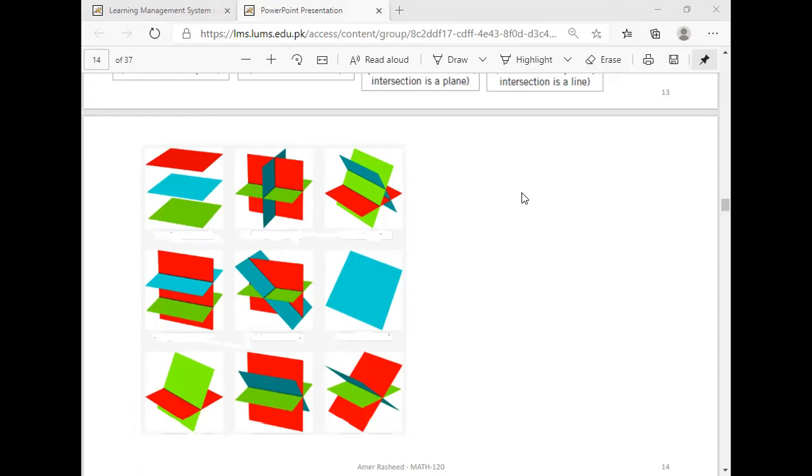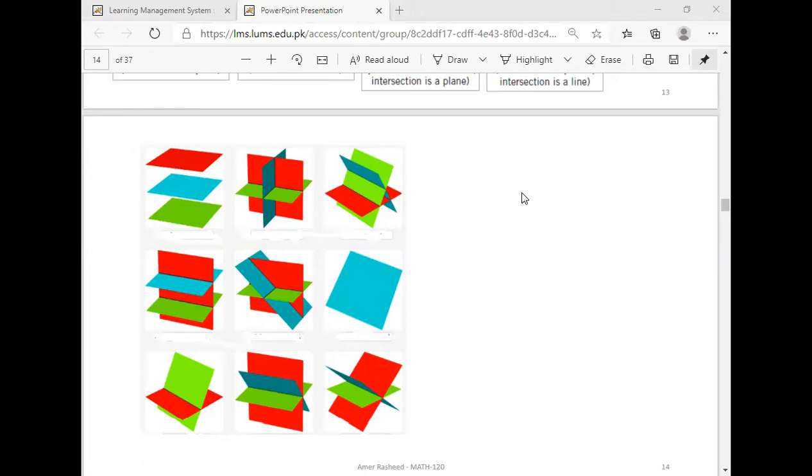In the third row, second and third case, all three planes are intersecting, but the common region of intersection is a straight line. So infinitely many solutions again.